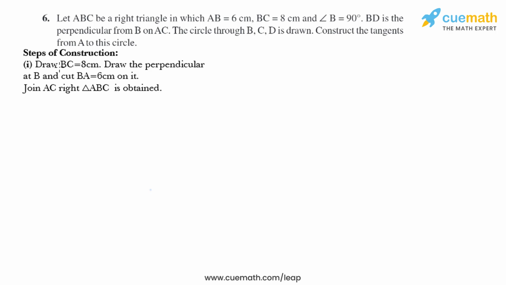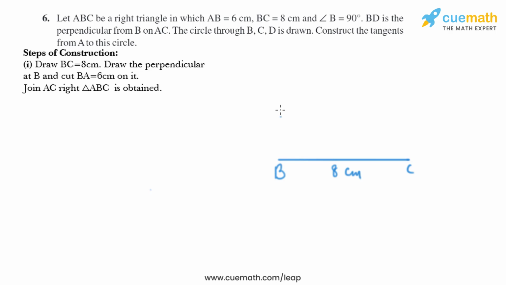So let's start with the steps of construction. Draw BC equal to 8 cm. So we need to draw BC that equals 8 cm. So this is B and this is C and it measures 8 cm. Now draw the perpendicular at B and cut BA equal to 6 cm on it.